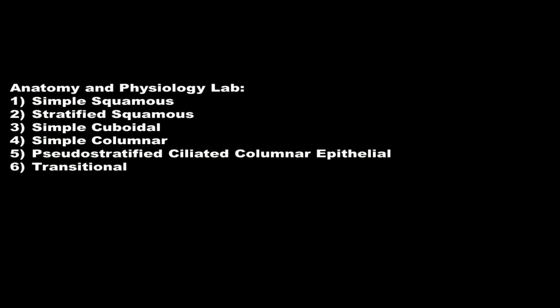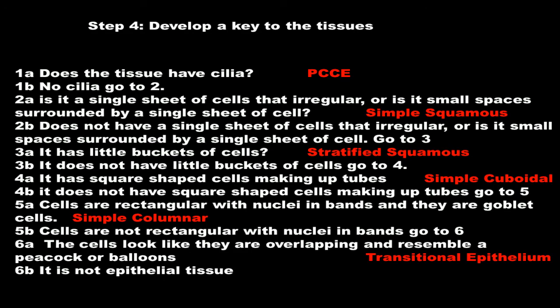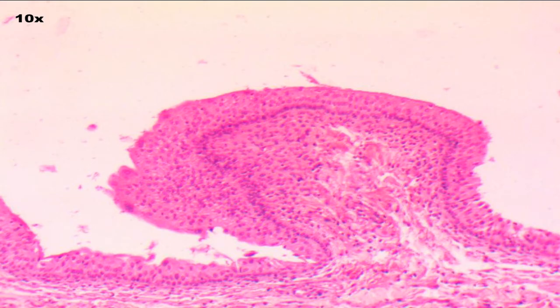And sometimes when you eliminate some of these obvious slides, the correct answer becomes a little more obvious. Now here are your 6 possible tissues. Here's a copy of the key that I gave you in 2 previous videos. And what you're going to want to do, here's your first tissue, tissue 1.